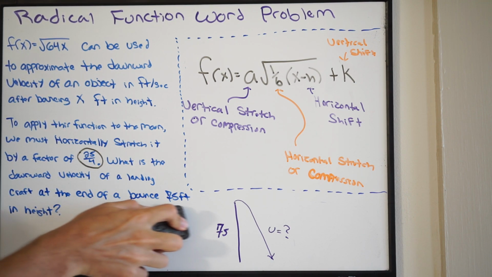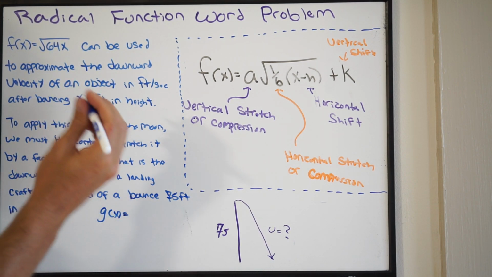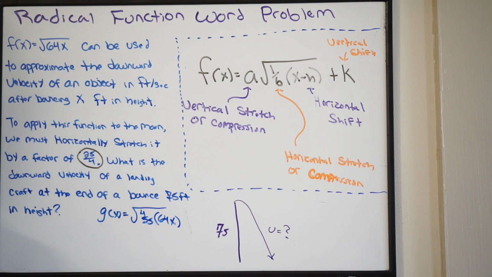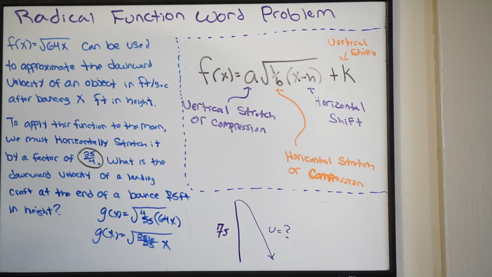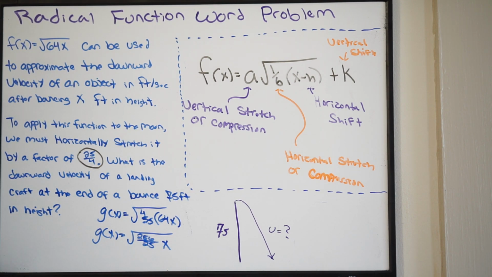I'm going to erase this guy. So again, we'll have g of x equals, we determined that part's going to be 4/25, and then times 64x. Let's do this out now. 64 times 4, we get 256. So we'll have g of x equals the square root of 256 over 25, times x. So all we have to do here is plug in our height for x, which is 75. We're going to plug a 75 in here.